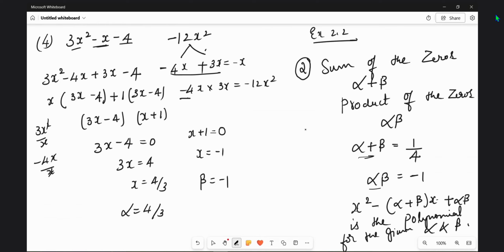This can be proved actually, but that is not given here, not required. That's why we are not doing that. Directly you can know that x square minus of alpha plus beta into x plus alpha into beta. Substitute the values now.